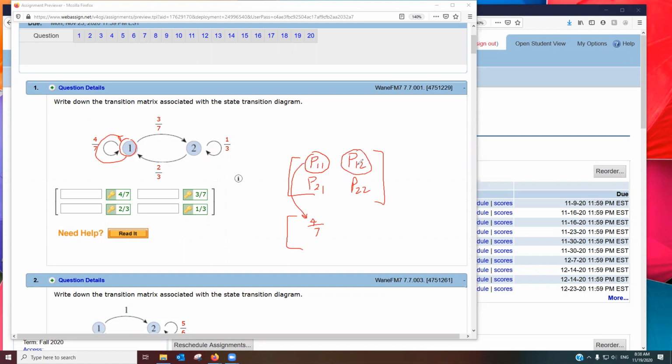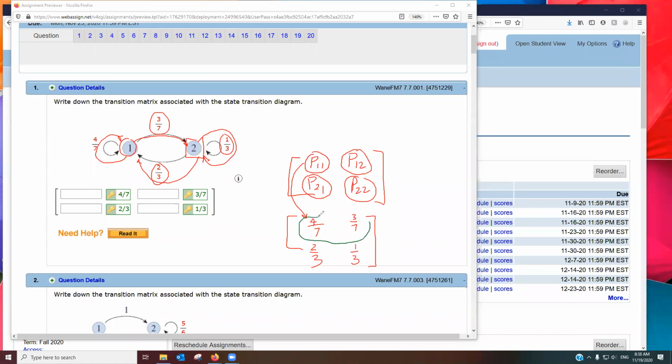P12 is the probability that I start in state 1 and go to state 2. I can see that is 3 over 7. Let me come down here. P21, that's the probability that I start in state 2 and go to state 1. I can see that's 2 over 3. And finally, P22, that's the probability you start in state 2 and end up in state 2. I can see from the diagram that's 1 over 3. Remember, as a sanity check, the probabilities in each row have to add up to 1.